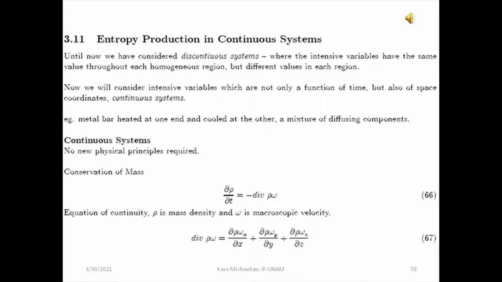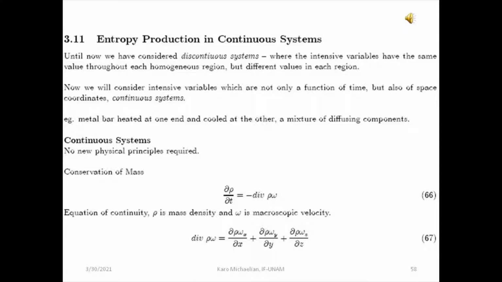So in this case, our intensive variables will not only be a function of time, but they will also have a dependence on the space coordinates. That is, they are continuous systems. An example is a metal bar heated at one end and cooled at the other. We have a continuous range of temperature between the hot side and the cold side. Another example is a mixture of diffusing components. So this case is the more realistic case. We are not talking about discrete systems anymore, but continuous systems.